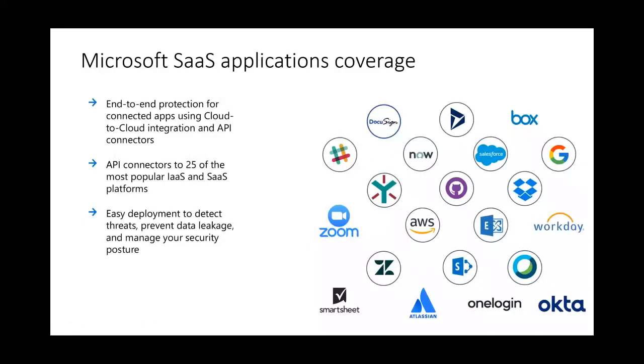And as I mentioned, we have today 25 connectors that protect these 25 applications. Applications like Atlassian, Smartsheet, Office 365, DocuSign, Ignite, different kinds of applications that once you connect them, you will get all these 3 capabilities: threat detection, data leakage protection, and security posture management.